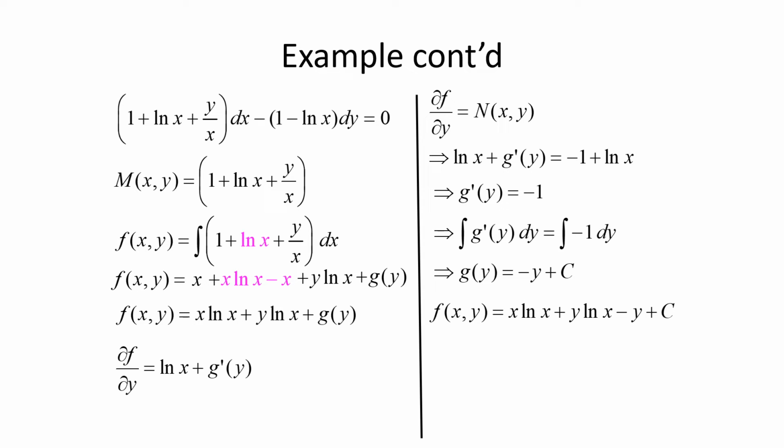And then to finish things off, we'll say f of x y equals x times the natural log of x plus y times the natural log of x minus y plus c. Or we could say c equals x natural log x plus y natural log x minus y. So that'll be the solution to this exact equation.